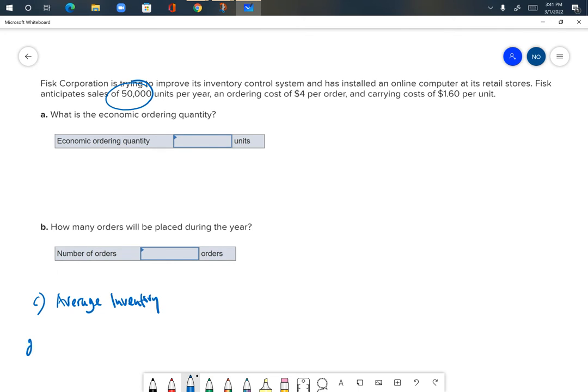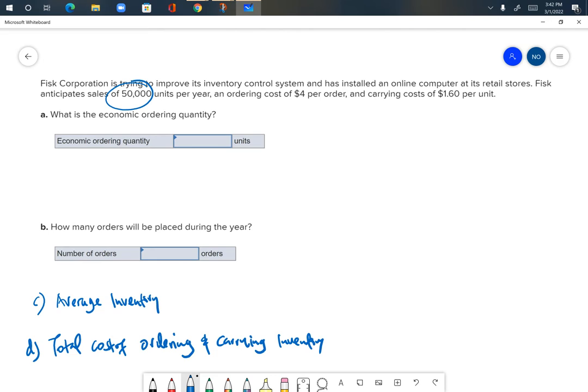And part D is how to compute the total cost of ordering and carrying of inventory. So those are the four sections that we need to go ahead and figure out. Once you go through the first part A, you should have no problem working through B or C or D.